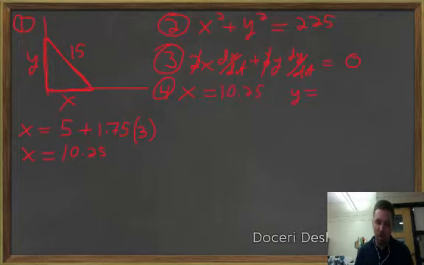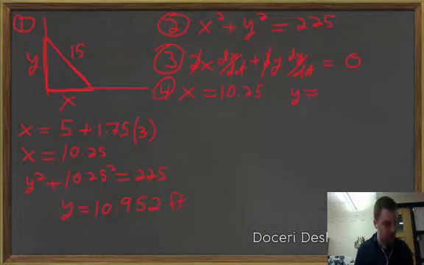What is y? Well, I don't know it, but I can figure it out because the Pythagorean theorem tells me y squared plus 10.25 squared equals 225. And when you do this, you end up with y equals 10.952 feet. So x and y are pretty close to the same, but y is 10.952.